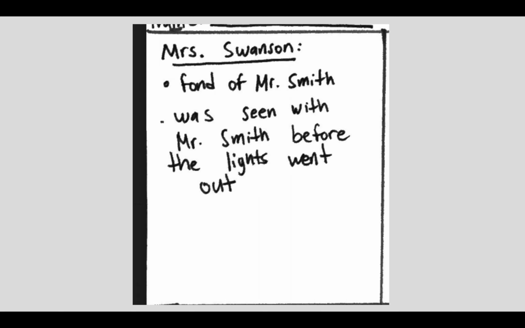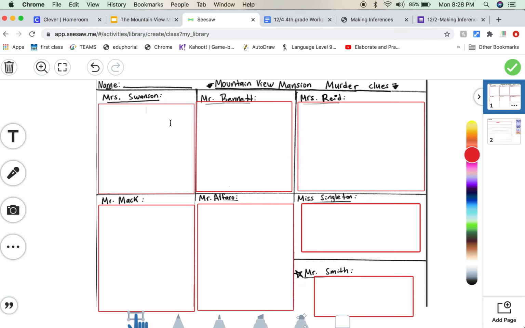Mrs. Swanson, please write, she was fond of Mr. Smith, was seen with Mr. Smith before the lights went out. That's it. 2 bullet points for Mrs. Swanson. So at this time, pause, go to Seesaw, and type it into the red text box.